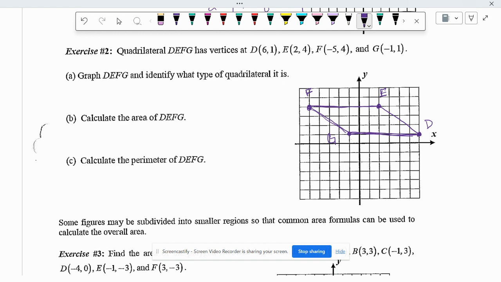Okay. So identify what type of quadrilateral this is. It is a parallelogram. It doesn't say prove, it just says identify it. If we had to prove it, we could find the slope: 0, 0, down 3 over 4, down 3 over 4. So we could show that the slopes on opposite sides are the same. But again, it doesn't say to prove it.